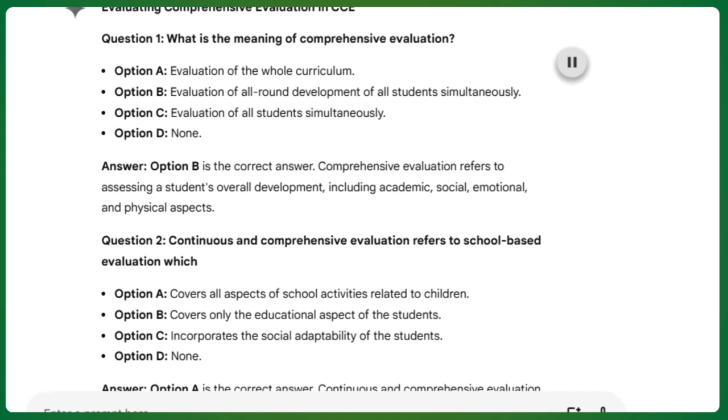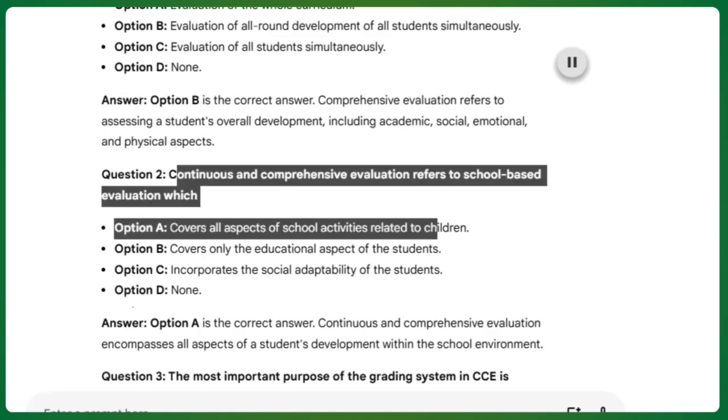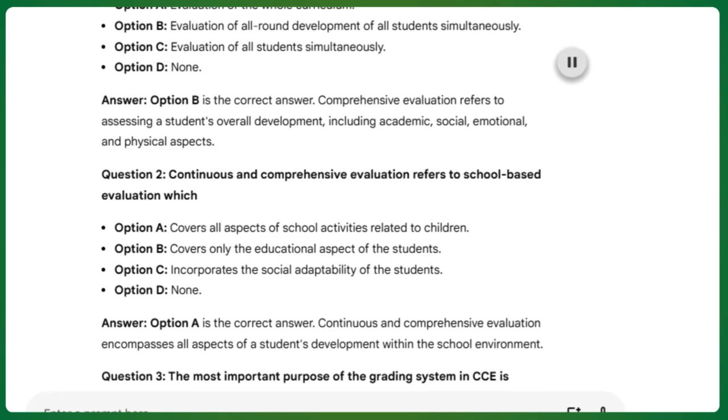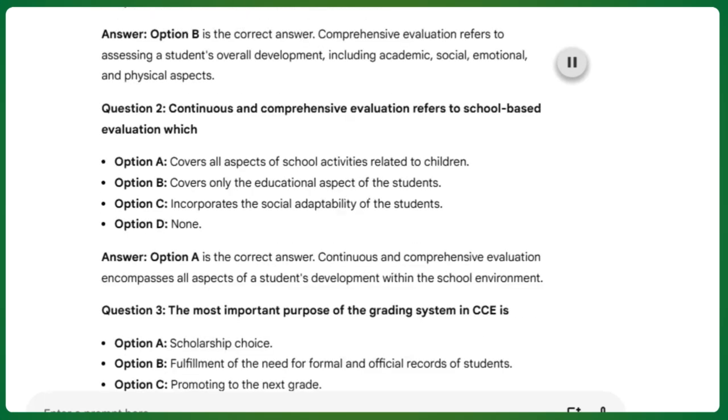Question 2. Continuous and comprehensive evaluation refers to school-based evaluation which: Option A. Covers all aspects of school activities related to children. Option B. Covers only the educational aspect of the students. Option C. Incorporates the social adaptability of the students. Option D. None. Answer. Option A is the correct answer. Continuous and comprehensive evaluation encompasses all aspects of a student's development within the school environment.